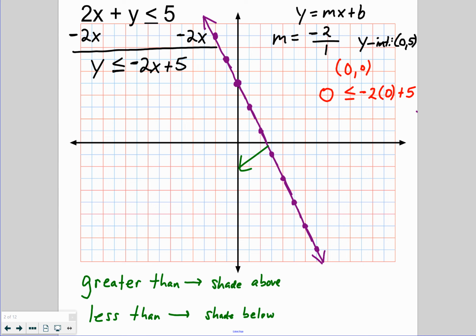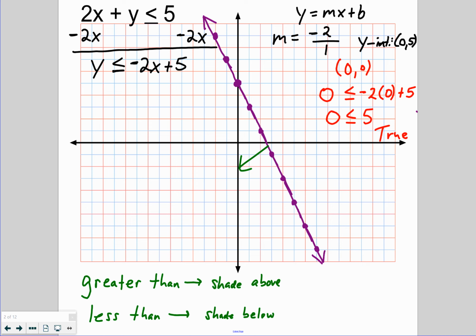Now the left side is still 0, right? That doesn't change. But look at the right side. Anything times 0 is 0. And 0 plus 5 is 5. So read that statement to yourself: 0 is less than or equal to 5. Is that true? Is 0 less than or equal to 5? Based on what I know about math, it is.